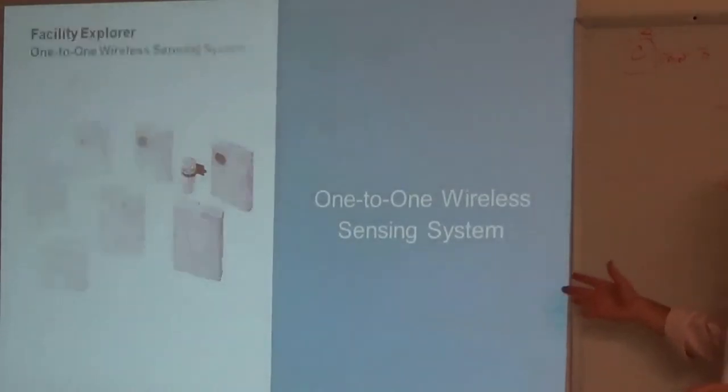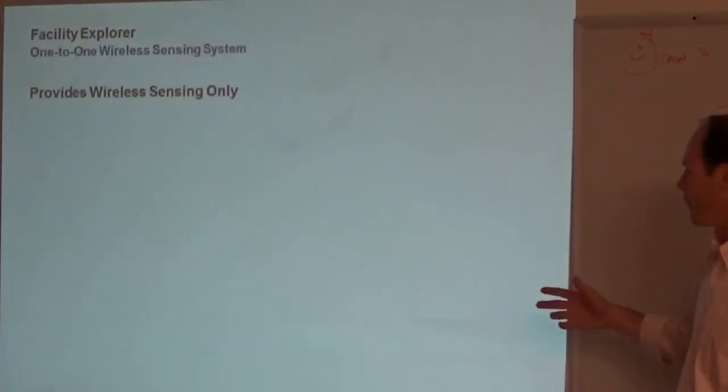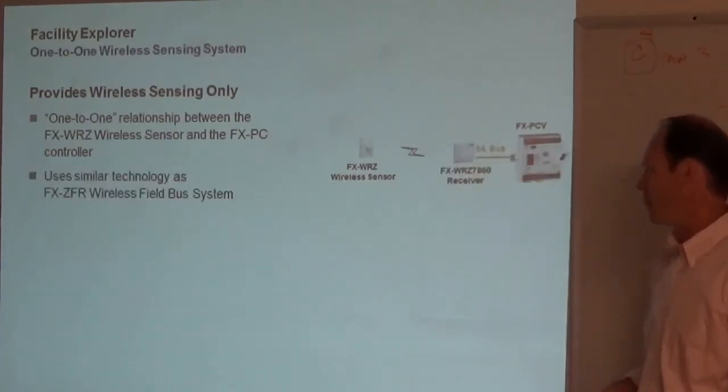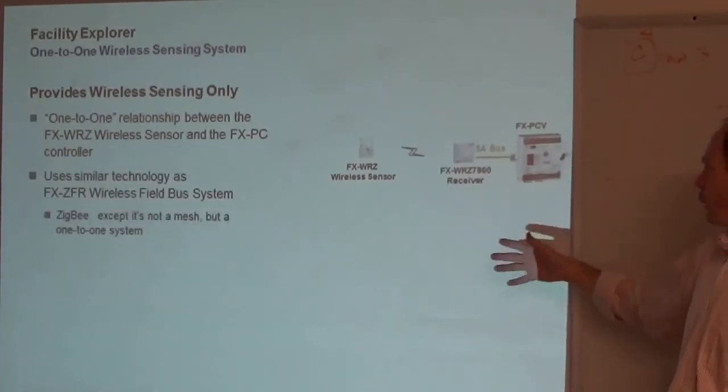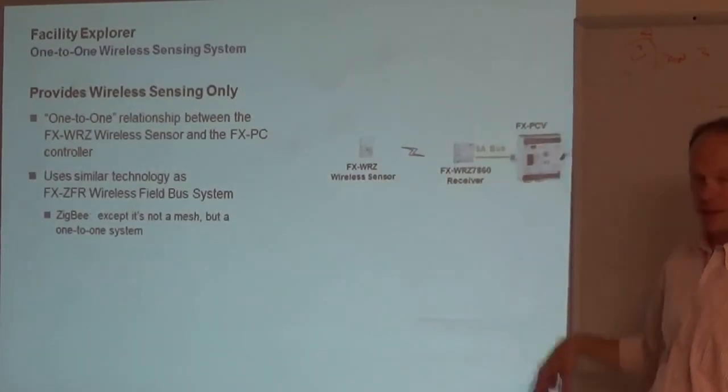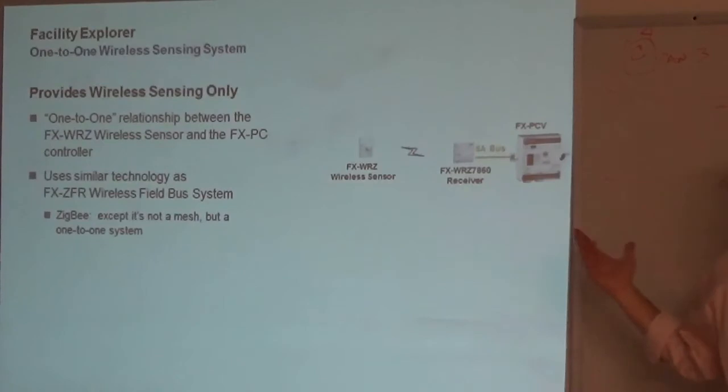Right? And then one to one, we talked about this one already. That's just the sensor with the WRC on the SA bus. Same thing, except I'm just talking up to five sensors to one controller. I still got days changed from device to device. So you have your options there.